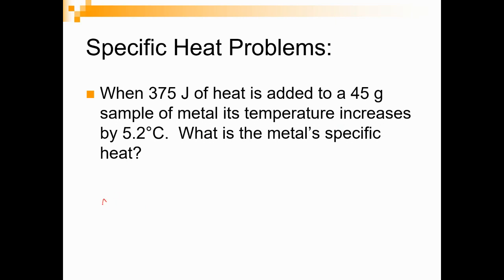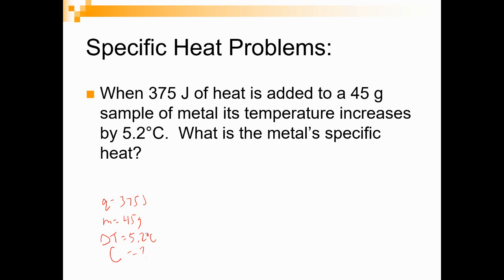We have the heat in this problem. It is 375 joules of energy. We have the mass of the metal, which is 45 grams, and we have the change in temperature. Notice that it says it increases by 5.2 degrees Celsius. It doesn't give us the initial or final temperatures, but it gives us the change in temperature already. You have to be real careful with the wording on temperatures. So we're given Q, m, and delta T. What's the unknown? Well, the unknown is the specific heat. That's what we're trying to solve for.